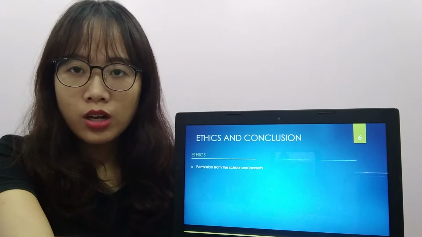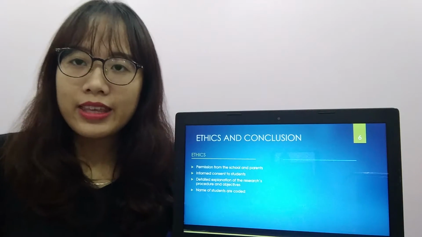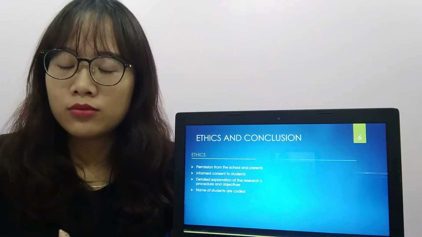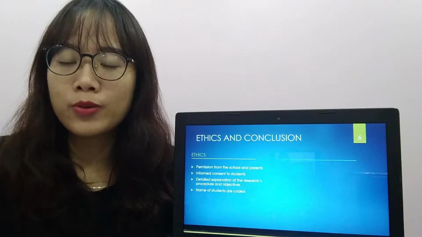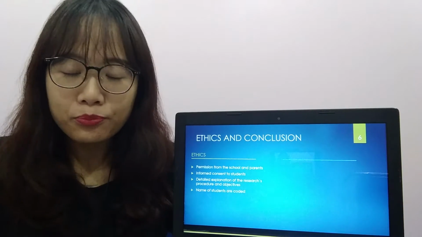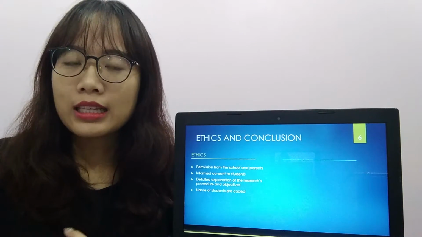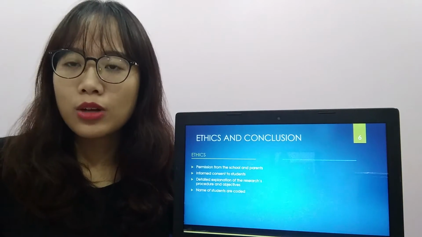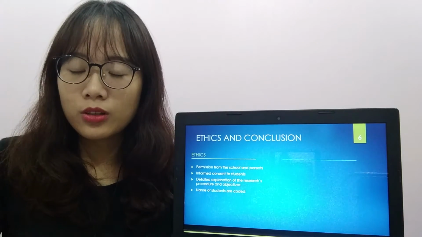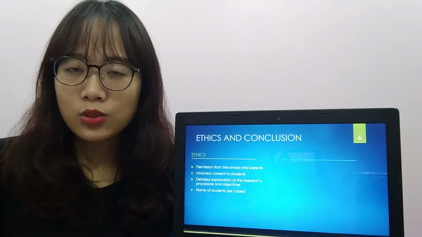Moving on to the ethical consideration. Of course, all my students are under the age of 18, so I will need the approval from the school, the parents, and from them. All the procedures of the research will be explained carefully, and I will also explain to them how the data is going to be collected and analyzed, and the objective of the research as well.